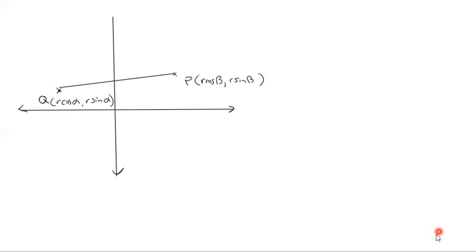Any ideas how we might find PQ? So we can just use the methods to calculate the distance, right? So basically use the distance formula. What is the distance formula? It should be r cosine beta minus r cosine alpha, plus the y value minus, yeah. Right. Could you quickly work that out? See what you get?